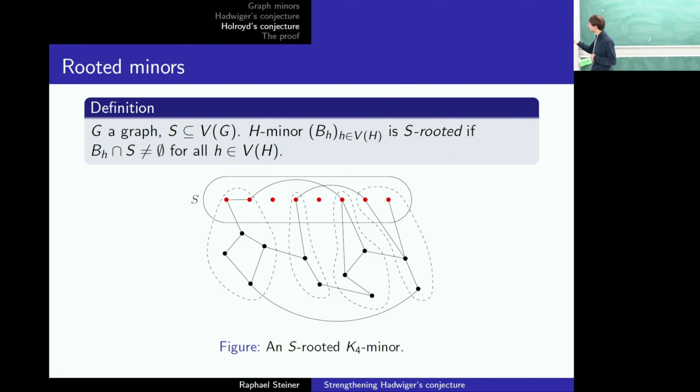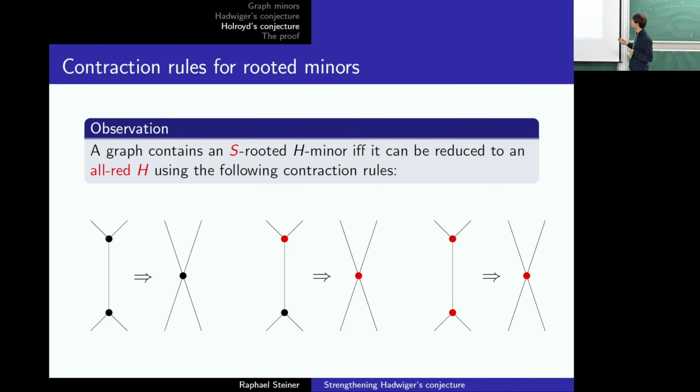So the K4 minor, this is an S-rooted K4 minor because all of these 4 sets intersect the red vertices, which basically means you can contract the branches into the 4 vertices of a K4 by contracting into the red set in some sense. So I will actually also use a contraction definition of this notion, which is convenient to work with for some of the proofs, and you can easily see it from this picture.